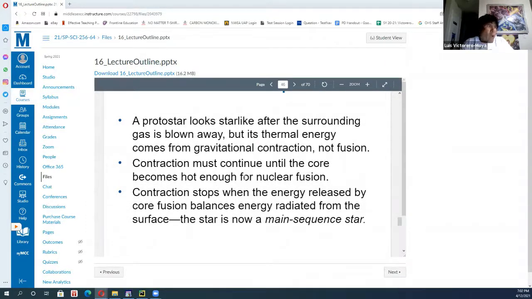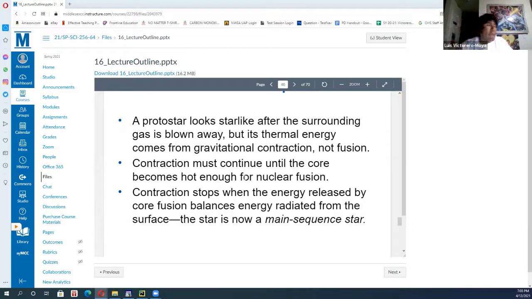So once the protostar blows the gas away, most of the energy is still coming from gravitational contraction. But contraction will continue until you reach temperatures of 10 to 15 million kelvins. That's when contraction fully stops, because that's when the hydrogen, which is mostly abundant in the protostar, starts burning into helium. That's when the star is born into a main sequence star.